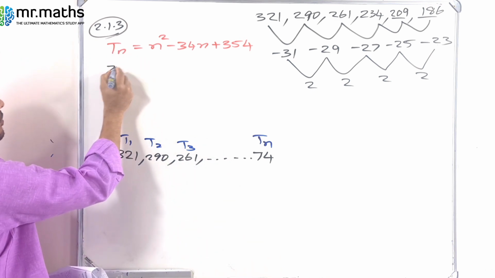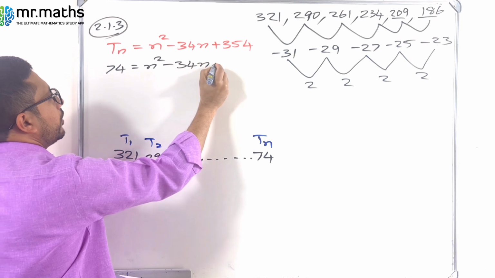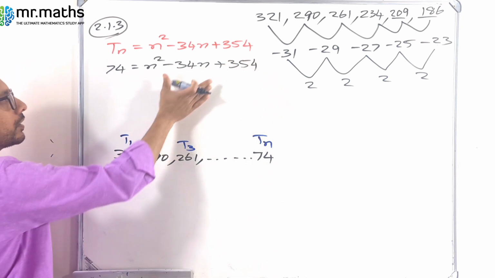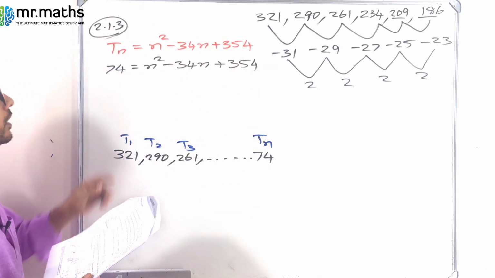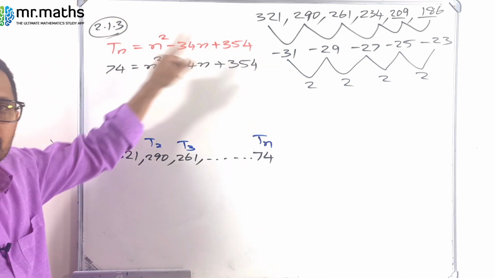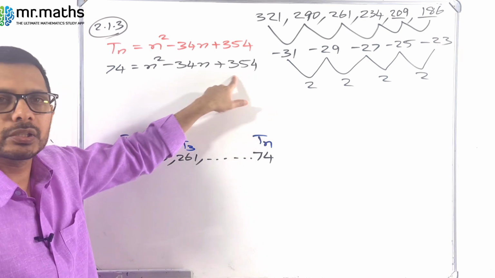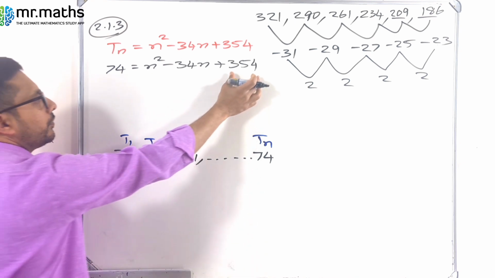So 74 is equal to n squared minus 34n plus 354. Let me take this one to that side. It is 74 here positive, on the other side it is negative, so minus. So we have to subtract 354, am I right? Check in your calculator, what is 354?